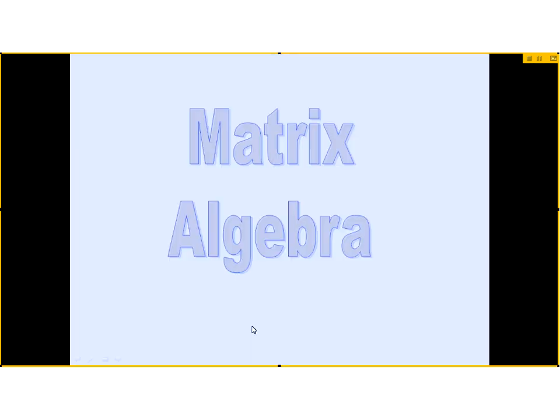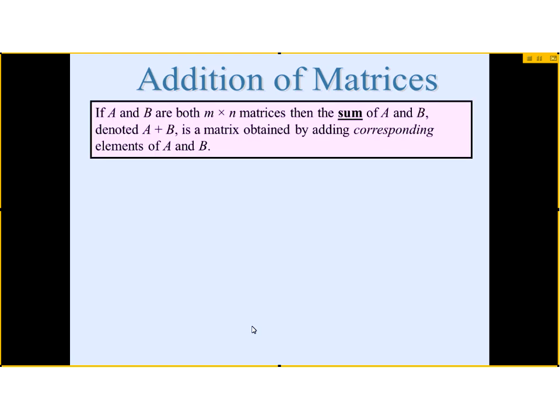So today our lecture is on matrix algebra. First of all, we are going to discuss the addition of matrices. If we have two matrices A and B that are both M by N matrices, then the sum of A and B, denoted by A plus B, is a matrix obtained by adding corresponding elements of A and B.